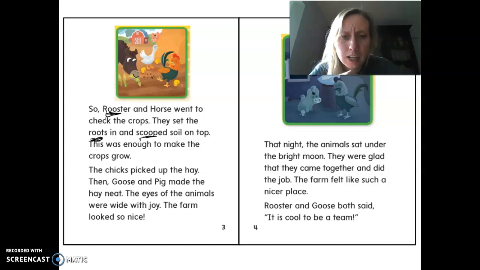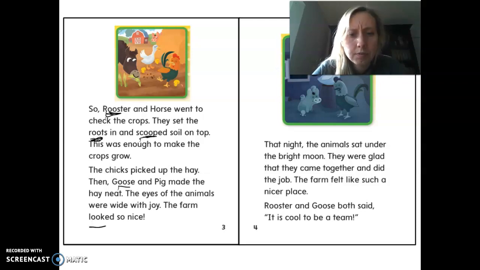The chicks picked up the hay. Then Goose and Pig made the hay neat. The eyes of the animals were wide with joy. The farm looked so nice.